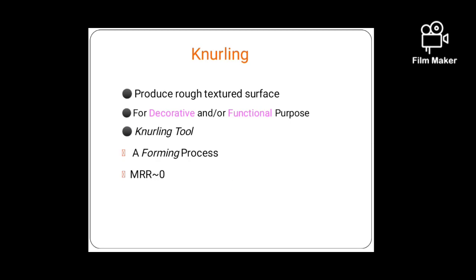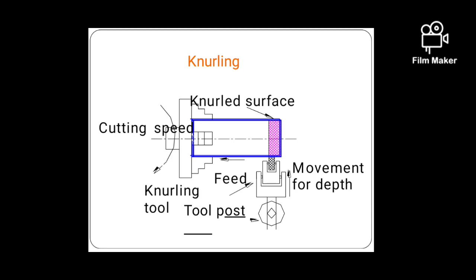Knurling produces a rough textured surface for decorative or functional purposes. The knurling process uses a knurling tool. This figure shows the schematic diagram of the knurling operation, with the knurling surface, cutting speed, knurling tool force, feed, and movement of the depth. Once we make the knurling, the piece will be decorative. It also gives us some grip.